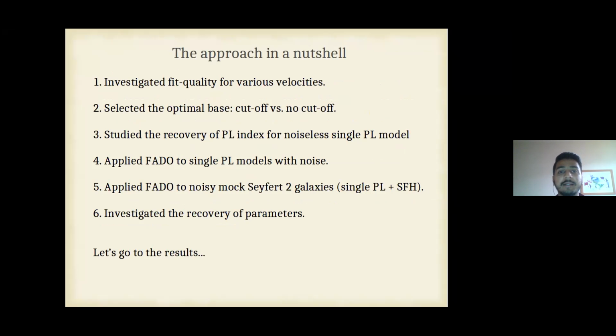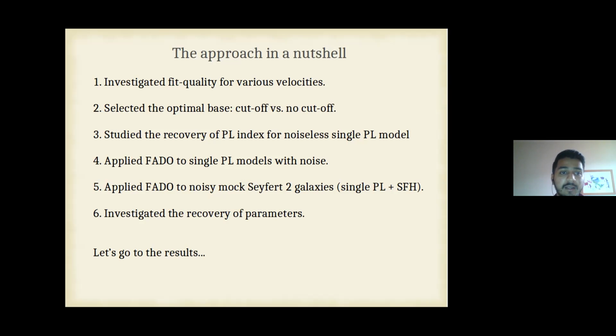But before that, just in a nutshell, the process that we have done so far, so that we just recall before going any further. So the first step was investigating the fit quality for various velocities. Is Fado able to fit in general? And as I've shown you, yes, it does. After masking, it performs better. Then second was selecting the optimal base. Should it be with cutoff or without cutoff? In our case, it really didn't make much of a difference for the wavelength range, so we went for without cutoff.